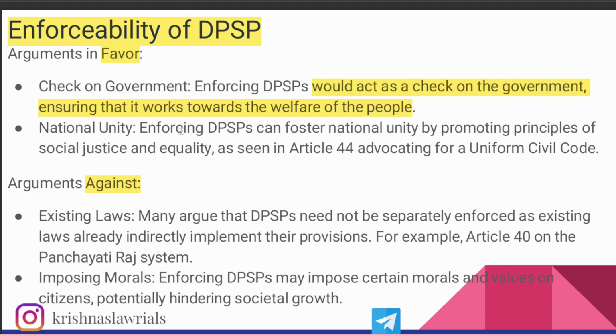National unity. Enforcing DPSP can foster national unity by promoting principles of social justice and equality, as seen in Article 44, advocating for a uniform civil code. Hopefully, you know this UCC, Uniform Civil Code, that everyone should be following the same law. So here DPSP mentions that there should be a uniform civil code and everyone should follow the same law, because there should be social justice and equality. This also fosters national unity, that everyone is equal, there is no partiality.